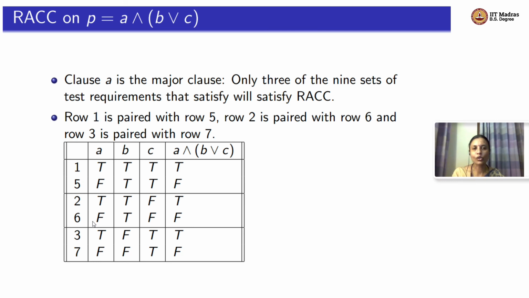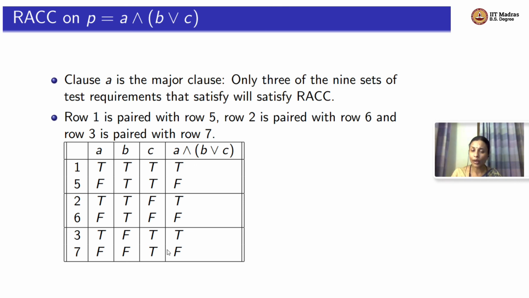That's what is written here for restricted active clause coverage. So we've picked rows from the original truth table. If you see here, A is true, false. Minor clauses B and C take the same value. Predicate becomes true, false. We are lucky. Second case also, A is true and false. Minor clauses take the same value. Predicate becomes true or false. Third case, A is true, A is false as the major clause. Minor clauses take the same value. Predicate becomes true or false. This is restricted active clause coverage.